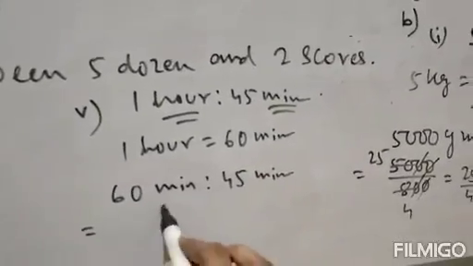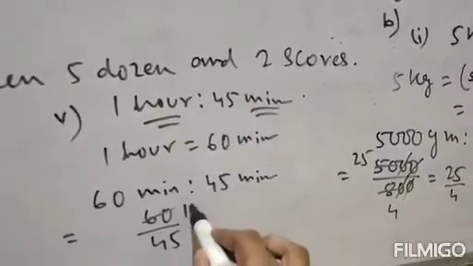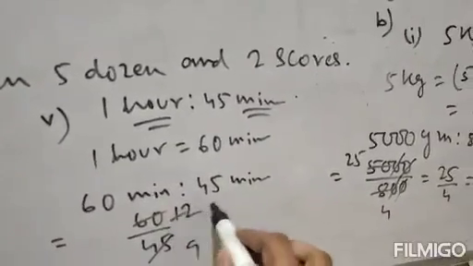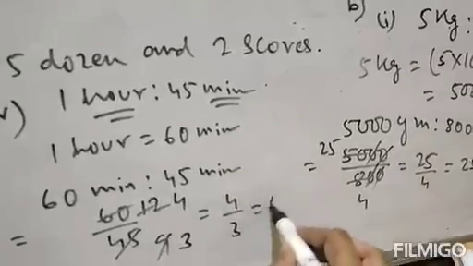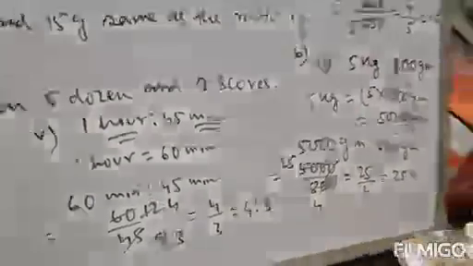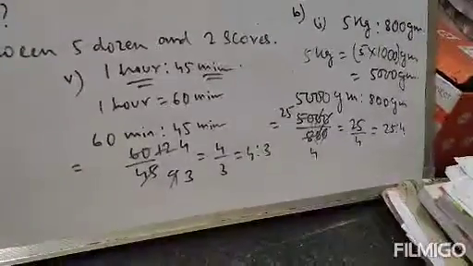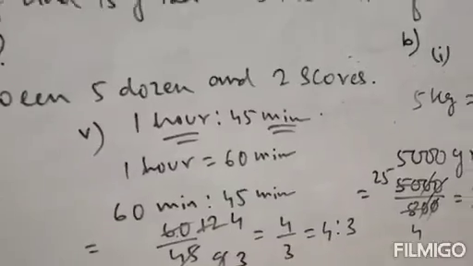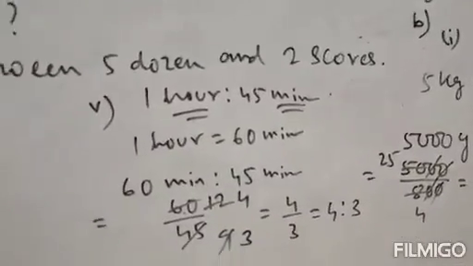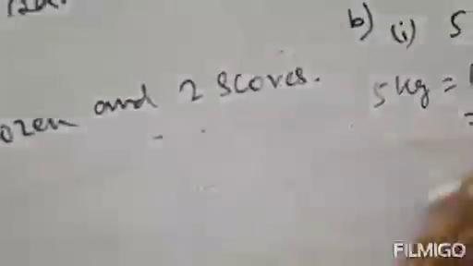Now you can easily compare 60 by 45. 5 12s are 60, 5 9s are 45, so 4 by 3. That means 4:3. This is the simplest form. Also alternatively you can reduce directly by 15. 15 4s are 60, 15 3s are 45. So 4:3. Clear?